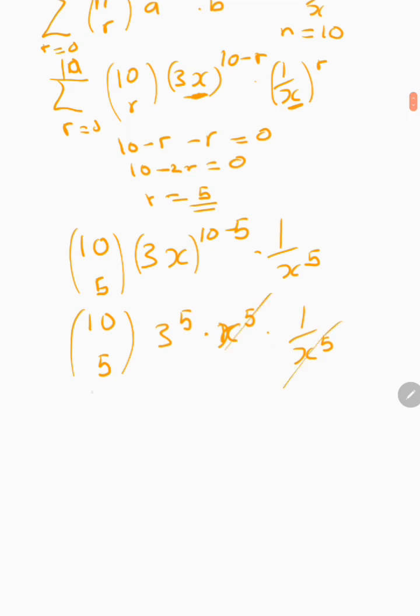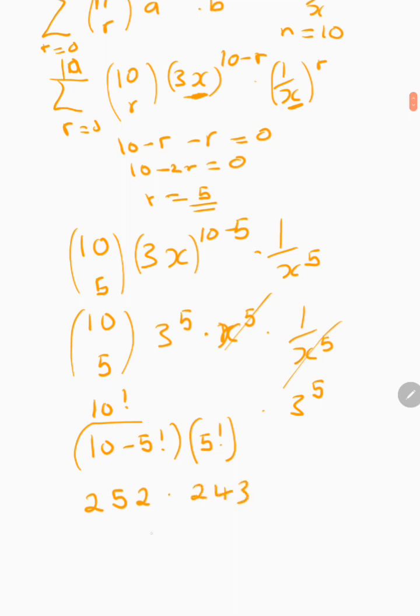You remain with 10C5, so this is just 10 factorial over (10 - 5) factorial multiplied by 5 factorial, multiplied by 3^5. So this should give you 252. You can punch on your calculator. Since calculators are allowed, 3^5 should give you 243. These together should give you 61,236.